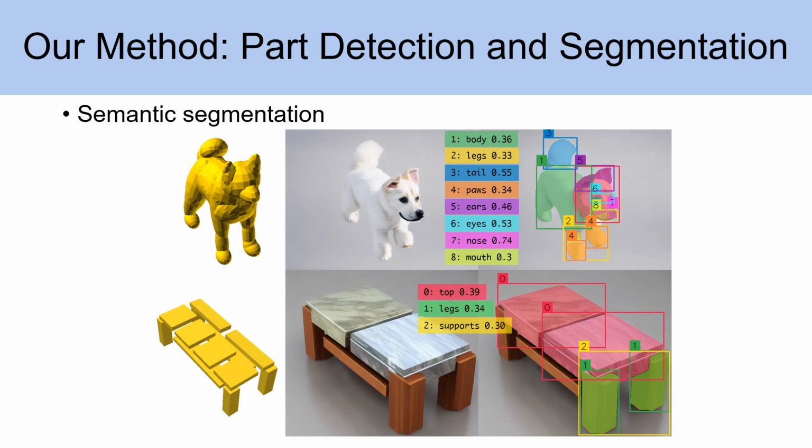Here, there are two more examples better demonstrating the detection and segmentation results. Each bounding box gets a confidence score along with the segmentation mask.